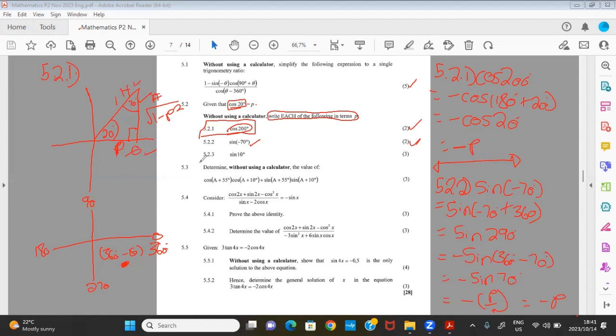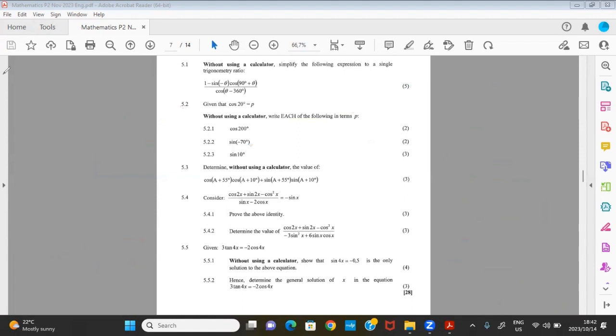So looking at now 5.2.3. Let me clear everything here. So yeah, is that good? So far so good, guys.